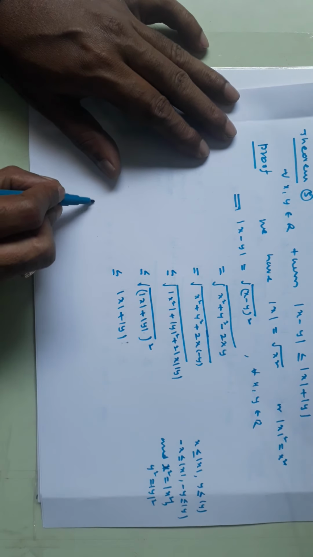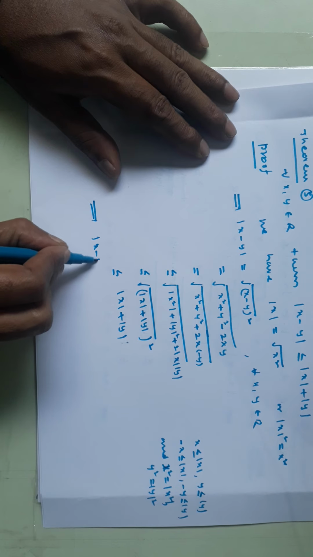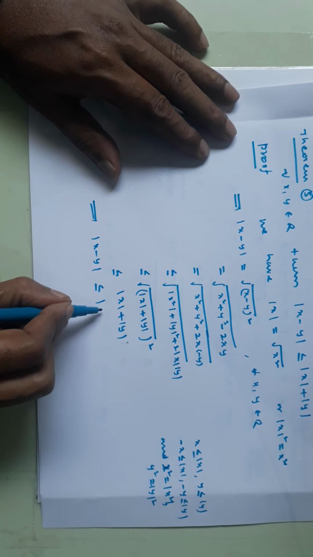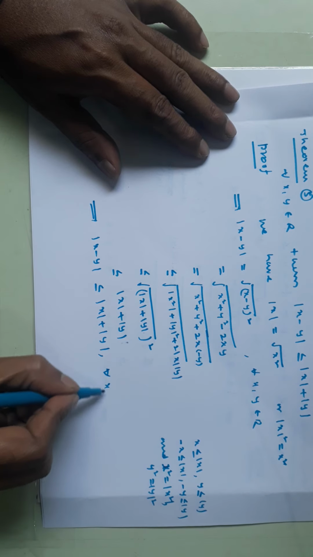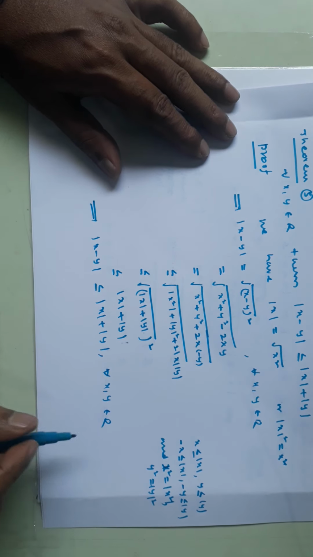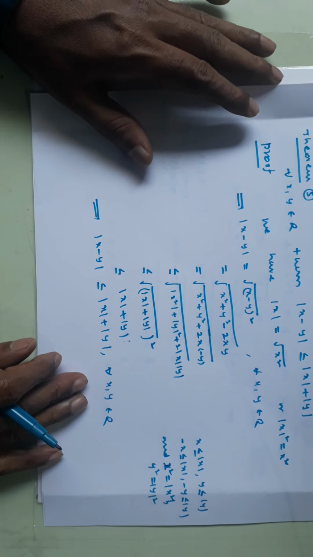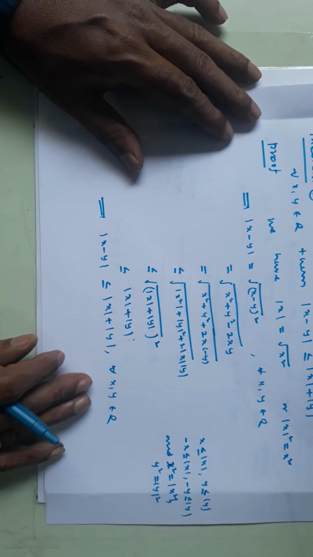This implies mod x minus y is less than or equal to mod x plus mod y, for all x, y belongs to R. So all these theorems are very important regarding the examination.